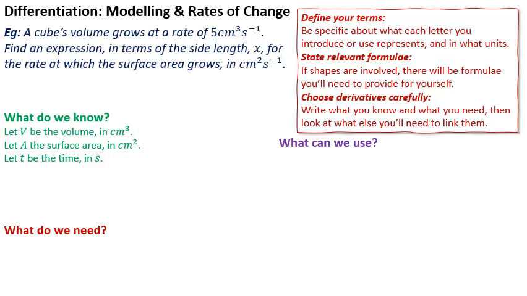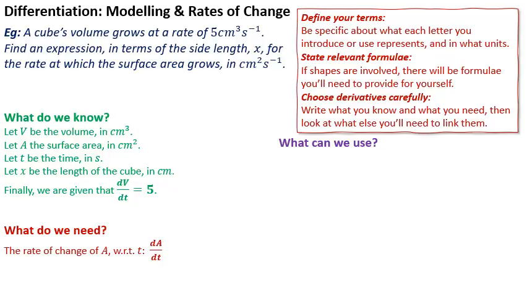Time is measured in seconds in this one. We can see that from the units given in the question. And we're also going to have X, which is mentioned in the question, so I should use the same letter they've used for the length of the cube. And the last thing we're told is that the rate at which the volume changes is 5. It grows at a rate of 5. If it said it was shrinking at a rate of 5, the only difference would be negative 5. In other words, the rate at which the volume grows is negative 5 centimeters cubed per second.